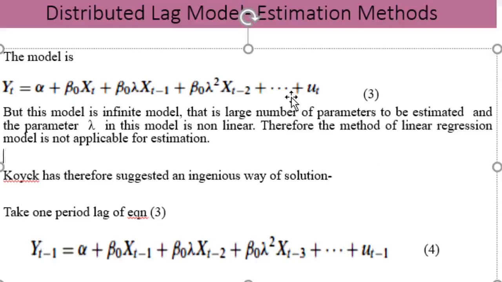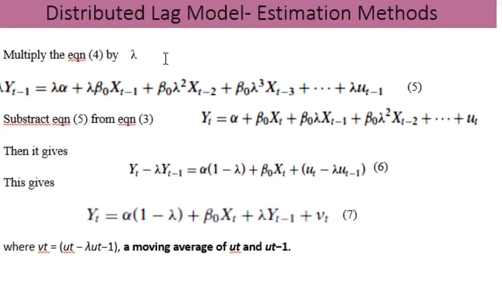Take a one period lag of this equation. That is, take the lag of equation number 3 on both the right hand side and the left hand side. Then we will get yt lagged by 1 period, that is yt minus 1, equal to alpha plus beta 0 xt minus 1, xt minus 2, xt minus 3, ut minus 1. Then multiply equation number 4 by lambda, that is, pre-multiply the whole equation by lambda. We will get lambda yt minus 1, lambda alpha, lambda beta 0 xt minus 1 plus beta 0 lambda square xt minus 2 plus beta 0 lambda cube xt minus 3 plus lambda ut minus 1.